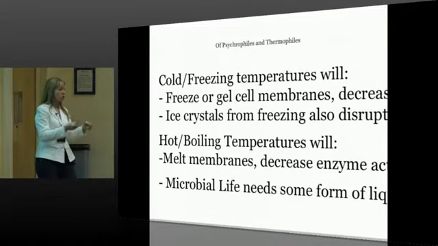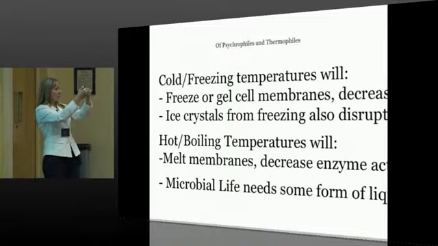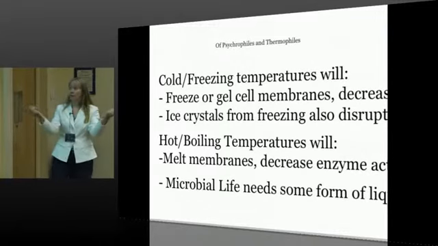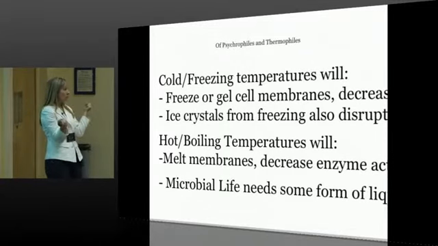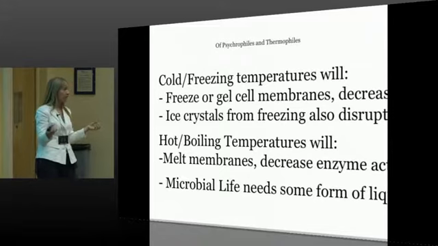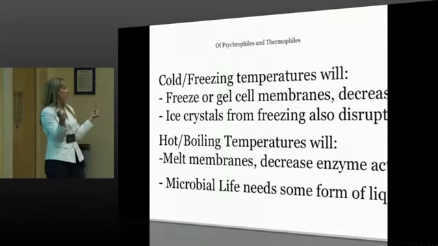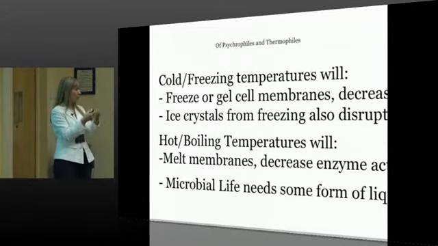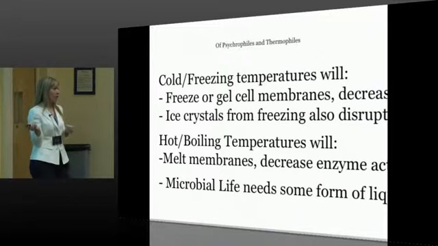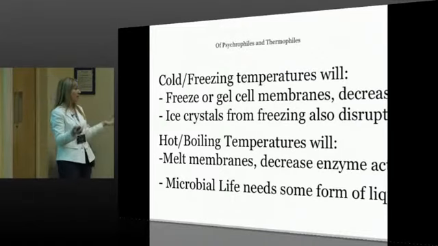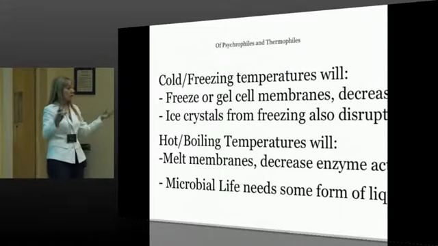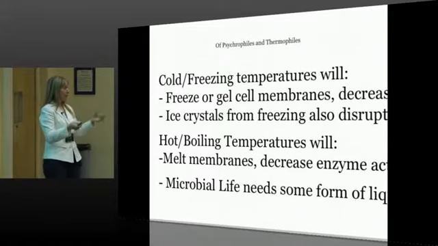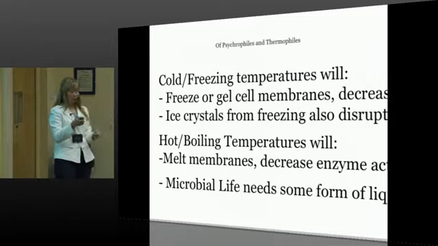Whereas at hot temperatures, you have a cell membrane that will just break apart when the water starts to boil. Again, your enzymes will decrease in their activity, and your DNA will pull apart because the temperatures are too warm for the bonds to hold it together. And microbial life needs some form of liquid water. So if you're living at -15, you have to have a way to keep the water liquid. And if you're living at plus 120, you have to find a way for the water not to boil off.